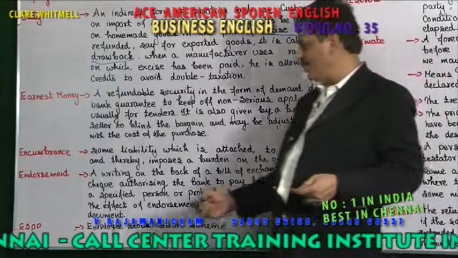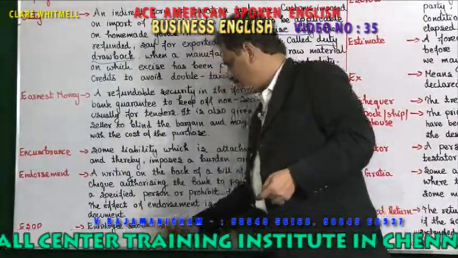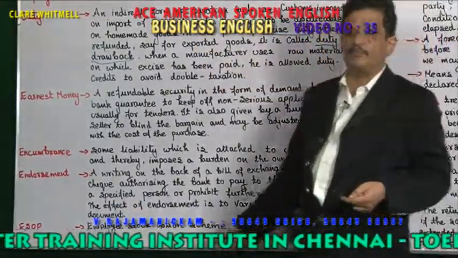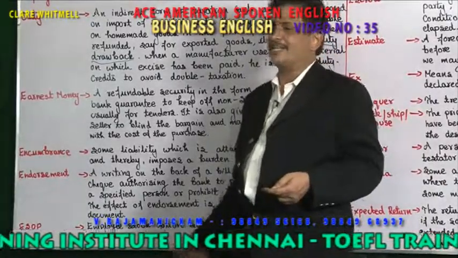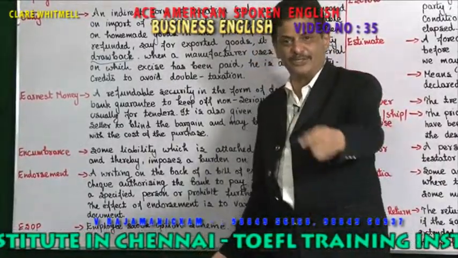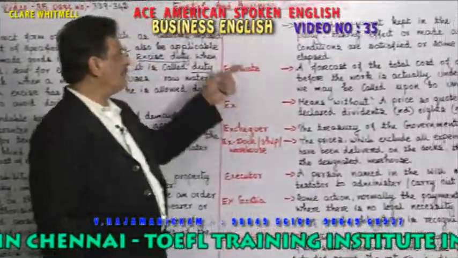It is called endorsement. ESOP, employee stock option scheme. ESOP, you are working in a company, the company instead of giving you a certain bonus, they are giving you shares. It is called ESOP.